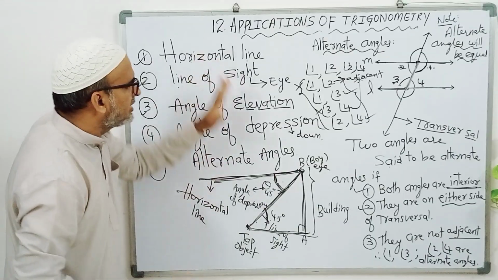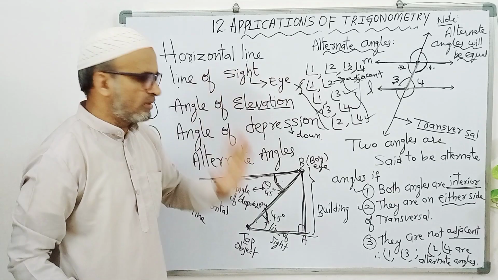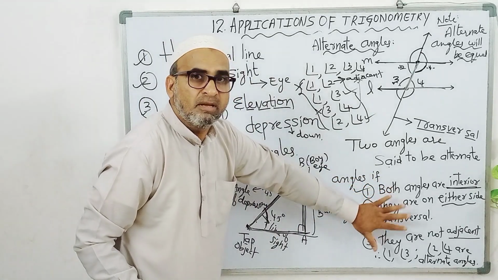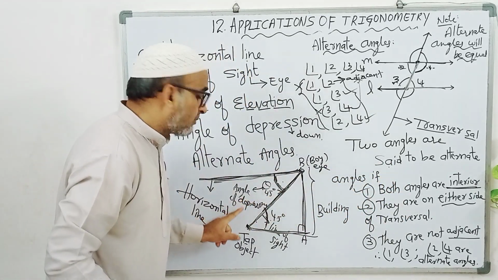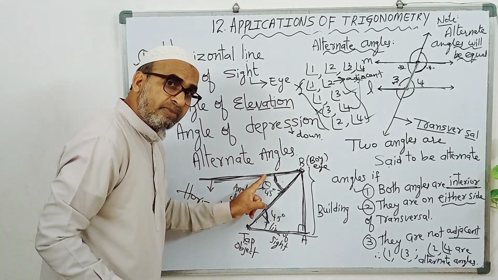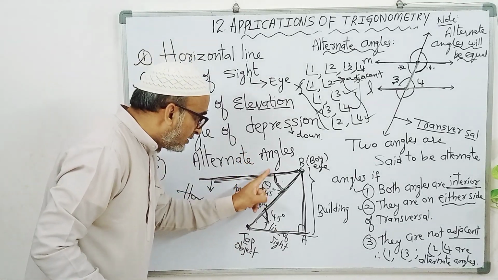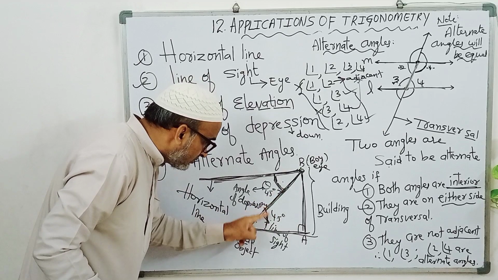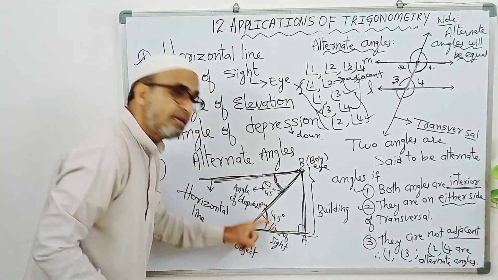These are very very important terms, alternate angles. Definition he will not ask in the exam, but while solving the problem, whenever the angle of depression is coming, from this line you draw this angle, you should take it equal.